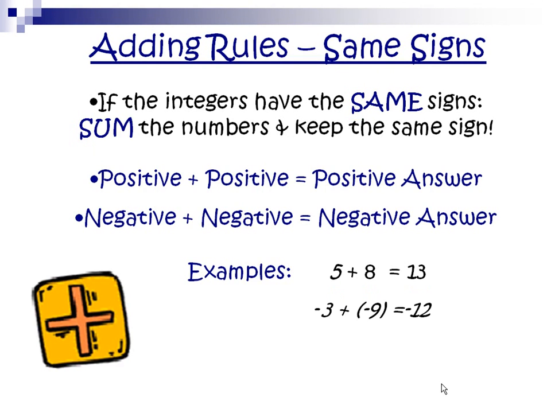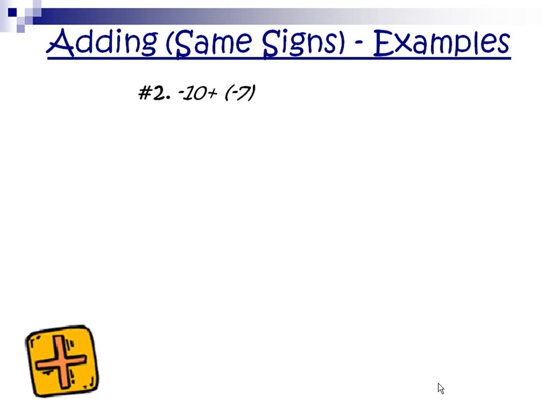Next we have -3 plus -9. Notice here that both of these numbers are negative, the -3 and the -9. Since both of these numbers have the same sign, both are negative, you will sum them. So you will add 3 and 9 together. What do you get? You get 12, but we will keep the same sign. Alright, adding same signs examples.